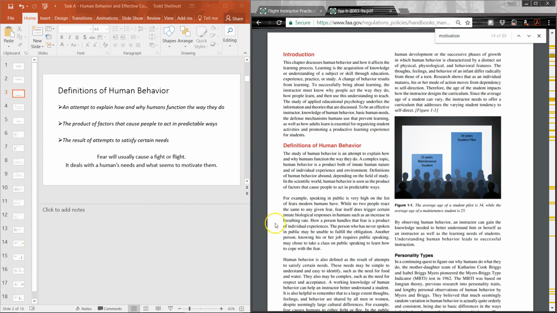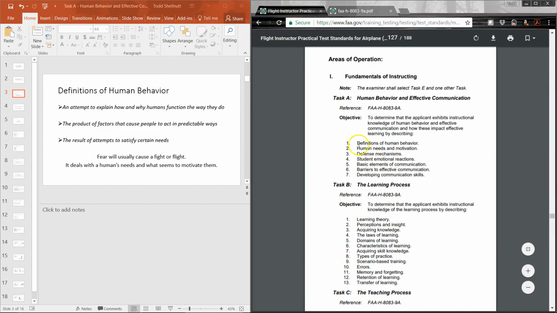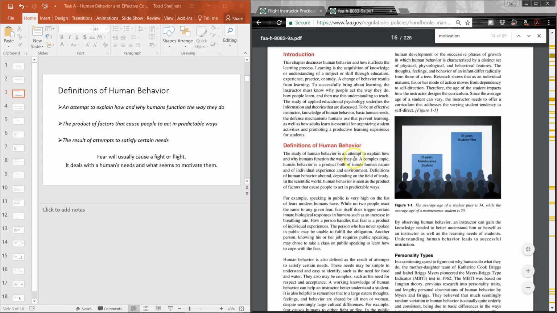But if I go to the next slide, you can see that all three of these things are going to mimic. The Flight Instructor Practical Test Standard says I've got to talk about the definitions of human behavior. Of course, in the FAA Instructor's Handbook, the very first thing we see is definitions of human behavior. And in my PowerPoint, I have listed the 3 definitions of human behavior that are listed within this paragraph here. And then I've also put some other items in here, which I thought after reading the text, I was like, wow, that's a pretty powerful thing. And I thought it would be good to have that in the lesson as well. So I kept that in there.